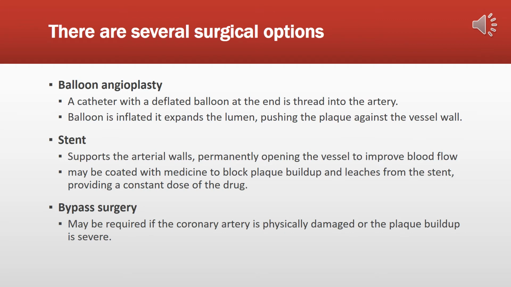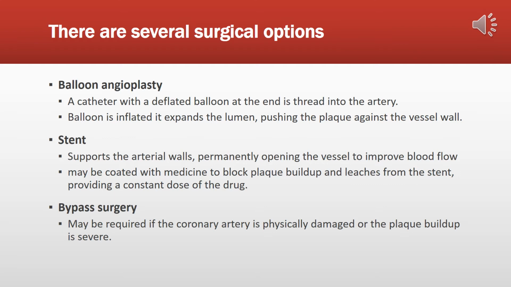So now we're going to talk about two surgical strategies to counteract the effects of plaque formation in coronary arteries. The first of these is balloon angioplasty, in which a catheter with a deflated balloon at the end is threaded into the artery. The balloon is then inflated such that it expands the lumen, and this pushes and flattens the plaques against the vessel wall, such that we now have a more cleared lumen.